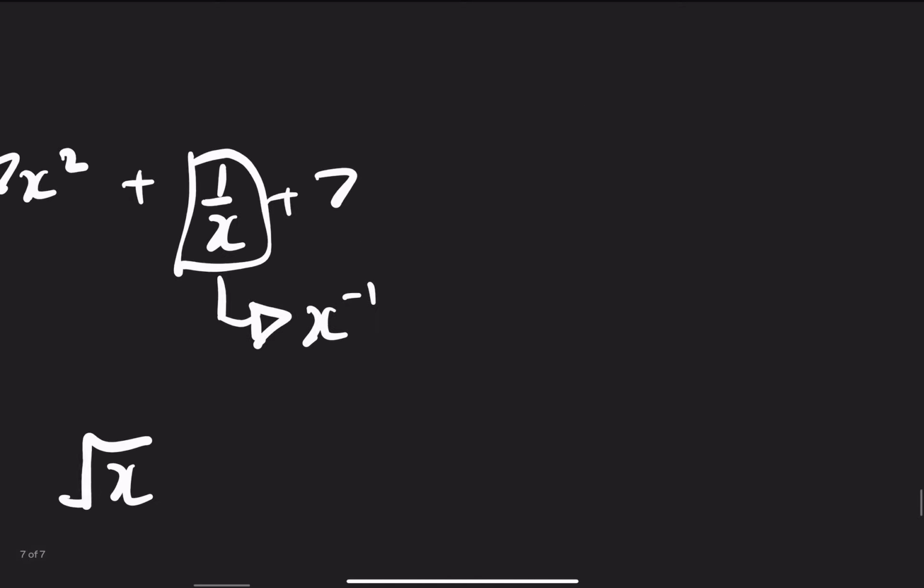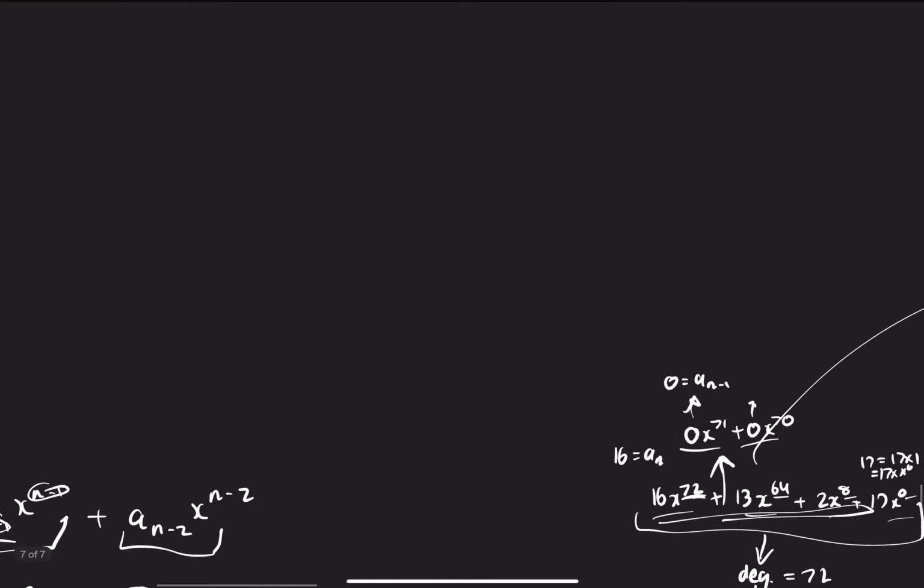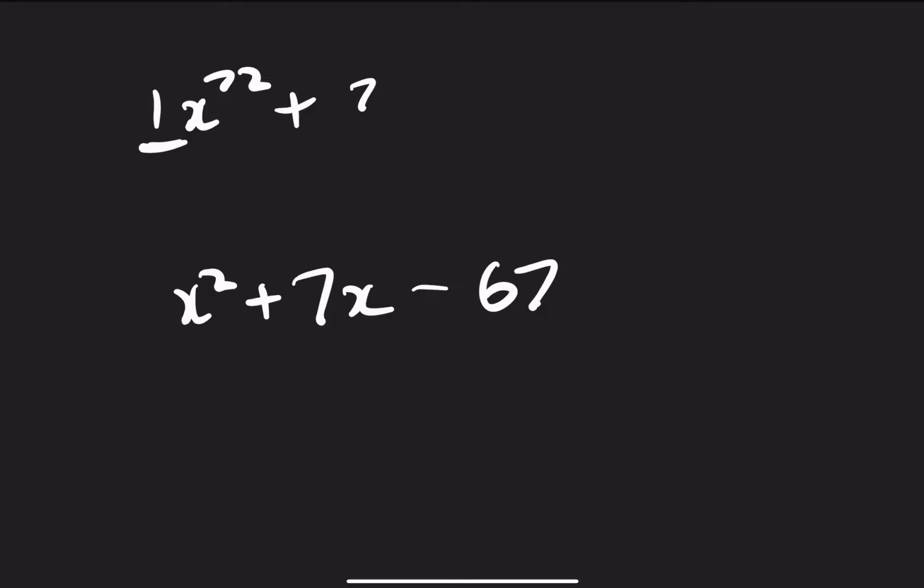One other thing is that if we have a polynomial with just a coefficient of 1, so let's say we just have x^72 plus 7 or something like that, we call that a monic, because the coefficient of the leading term is just 1. So for example, x squared plus 7x minus 67, that's a monic because the coefficient of the leading term is 1. It's like a 1 hidden behind this x squared here.